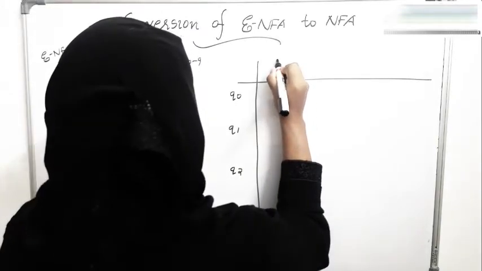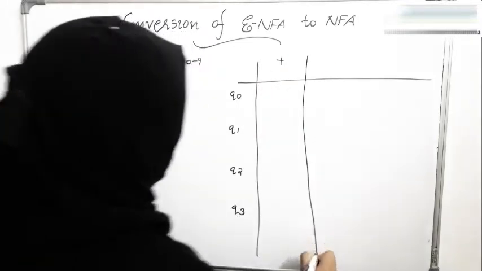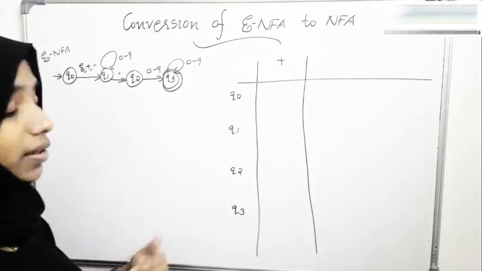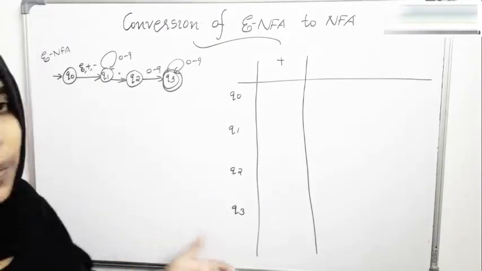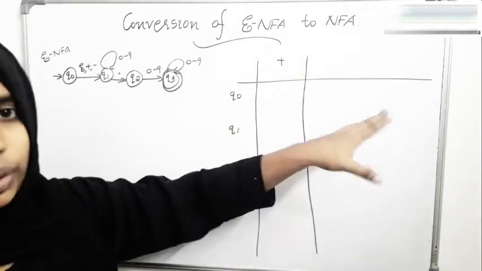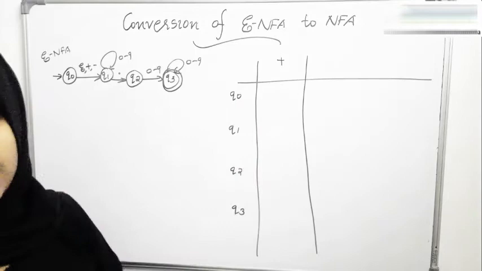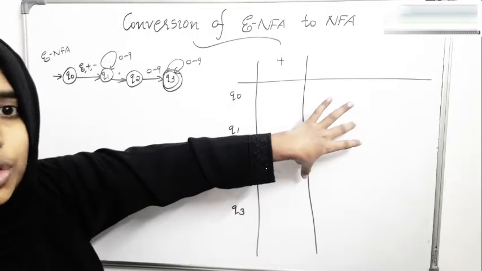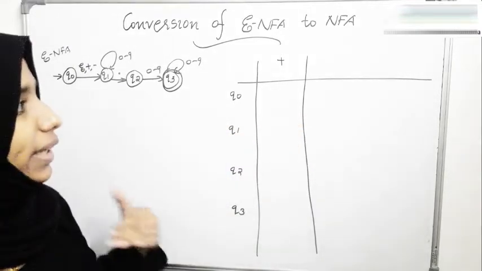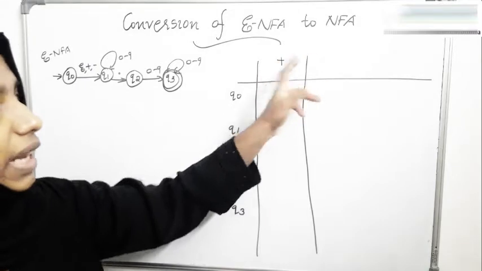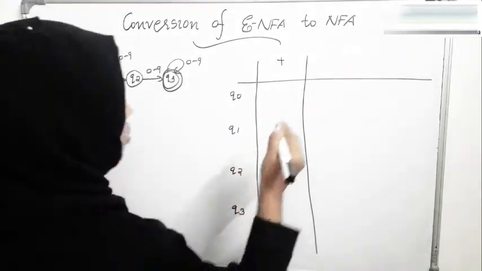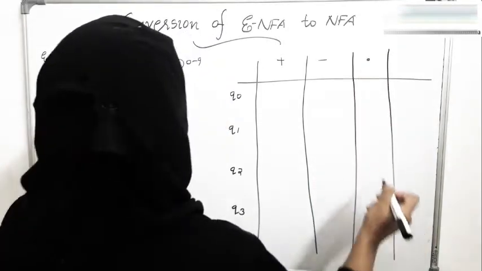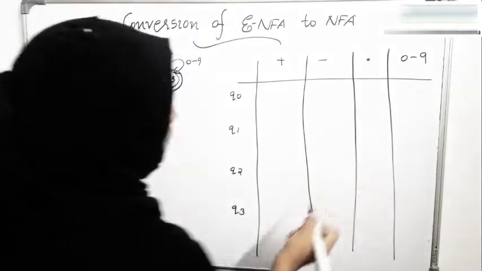And the inputs are plus. See, you won't take epsilon as an input. That is something we forgot while discussing the previous example. We will never consider epsilon as an input, because in the resultant NFA we don't want epsilon. What we are drawing is the transition diagram for the resultant NFA, so it cannot have epsilon transitions. So epsilon will never come in the inputs. The inputs are plus, minus, dot, and 0 to 9.